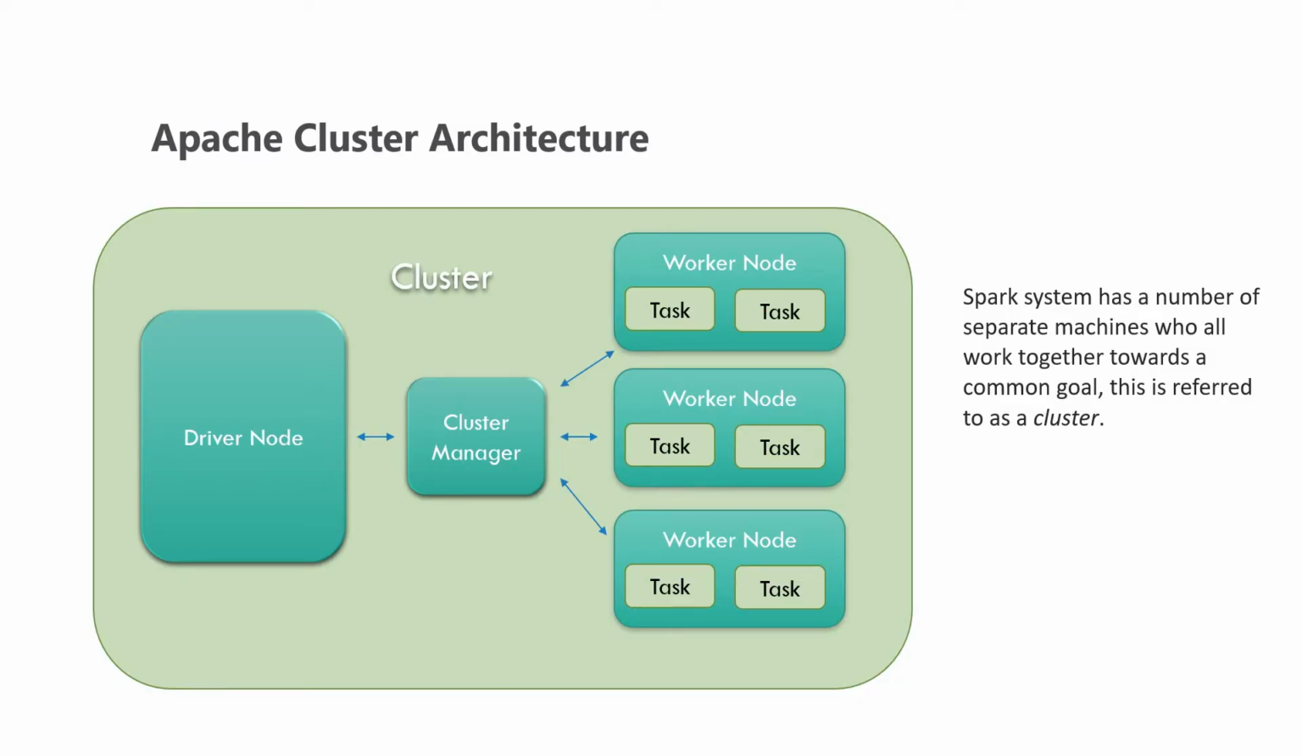Before going to the Databricks cluster, let's see the architecture of an Apache Spark cluster. Actually that is the Spark system that I have explained to you in the previous videos. It has n number of separate machines that all work together towards a common goal. This is referred to as a cluster. These machines can reside anywhere, but all of them are connected and work together.